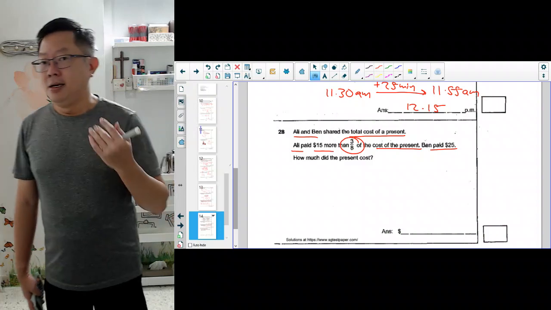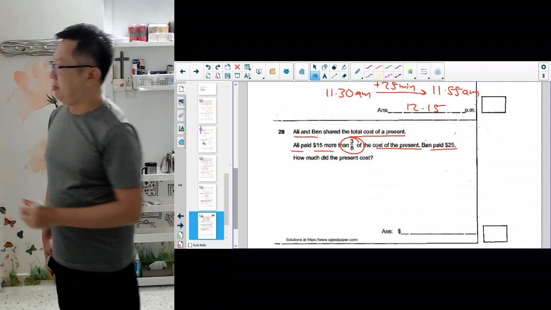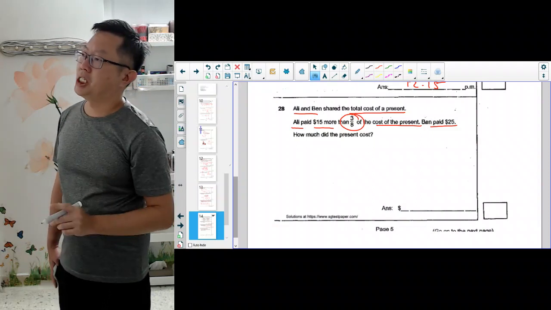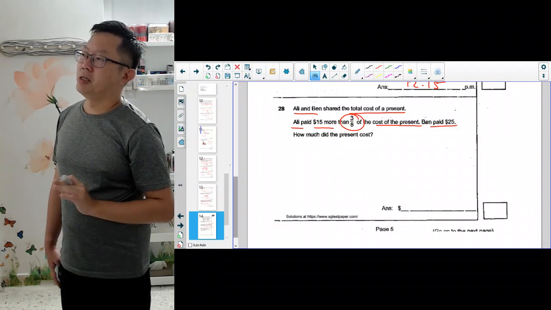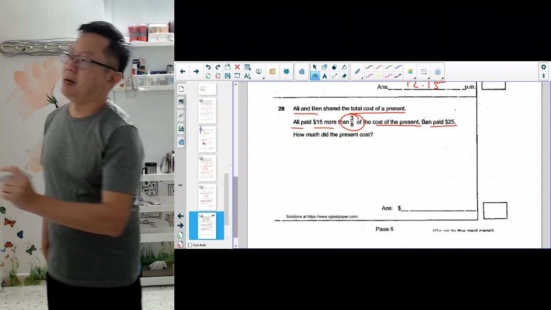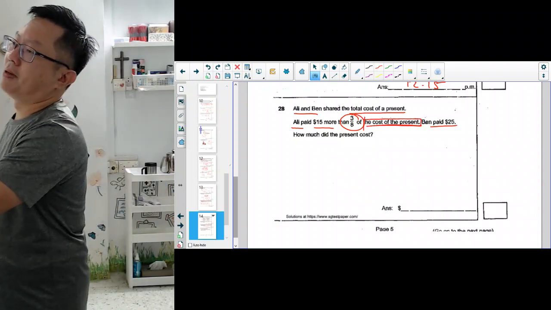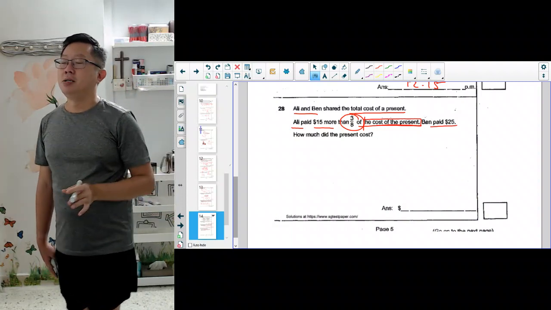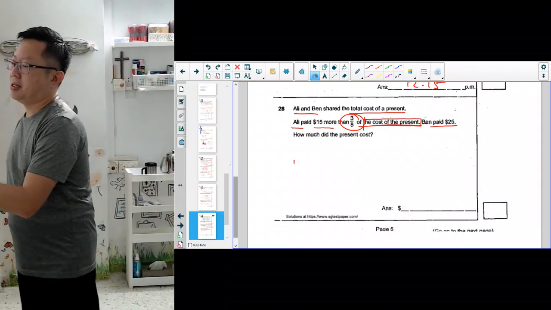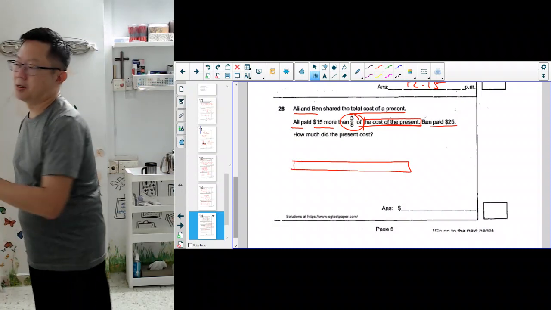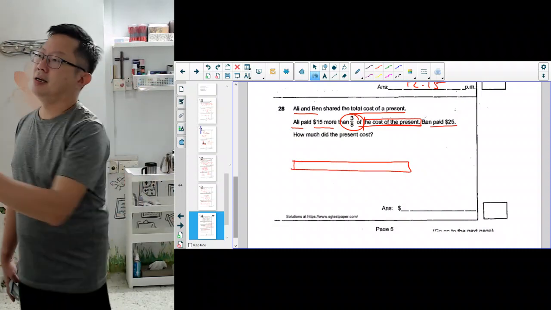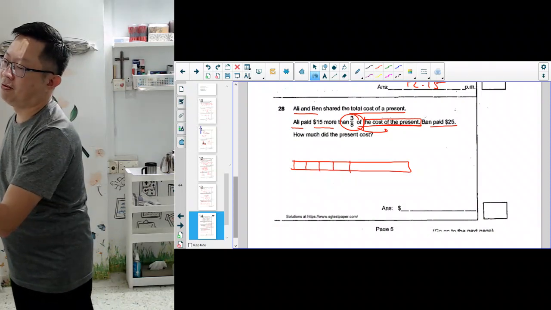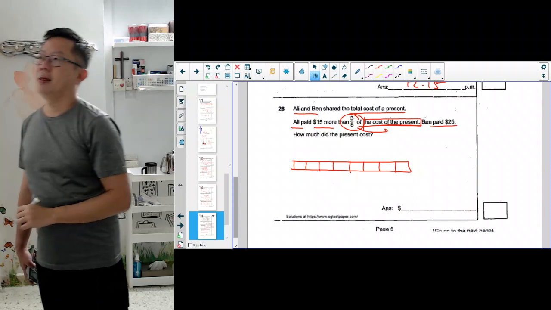So again, the method here is model drawing, and if you are able to draw the problem, the whole question becomes very simple. So when you see a fraction, what is a fraction talking about? 3/8 is talking about the cost of the present. I'm going to show you that by drawing out the problem, it makes everything simple. So I'm going to draw a rectangle, which is what the fraction is talking about, the cost of the present, and I cut the rectangle into 8 boxes. So you have 1, 2, 3, 4, 5, 6, 7, 8.